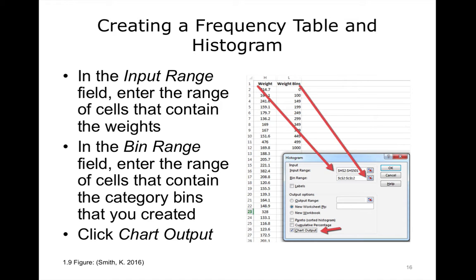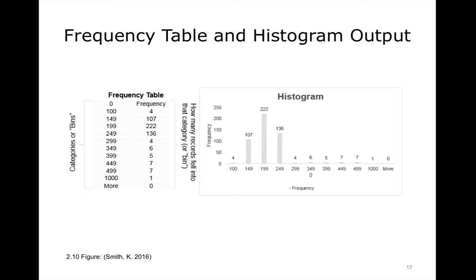In the input range, enter the range of cells that contain the weights, in this case the data in H2, and continue through H501. In the bin range field, enter the cells that contain the category bins that you created. In this example, the bins are in cells L2 through L12. Finally, determine what type of output you want. Let's click Chart Output for this example. Excel will produce a new worksheet in your file with the table and the histogram.